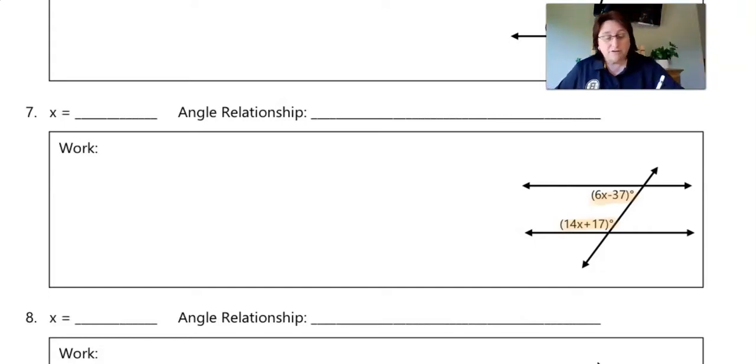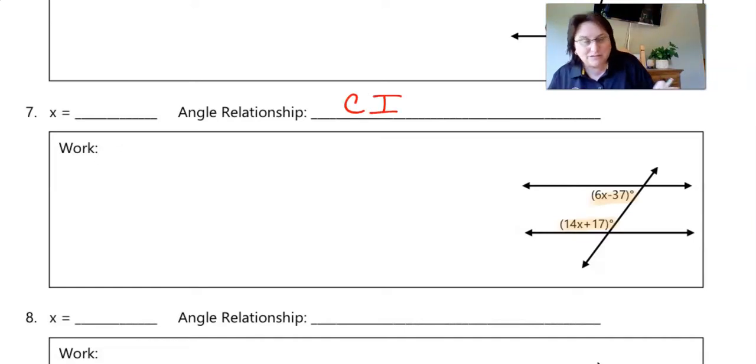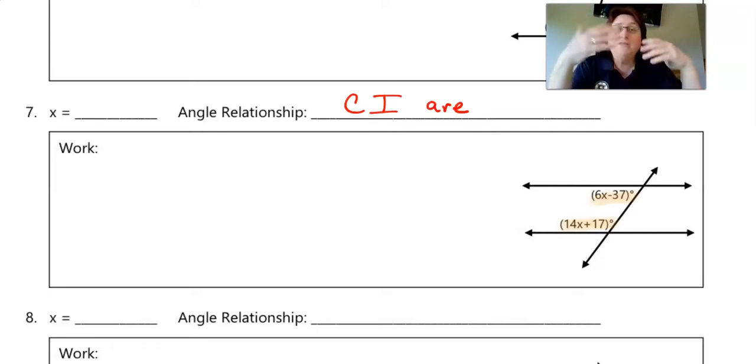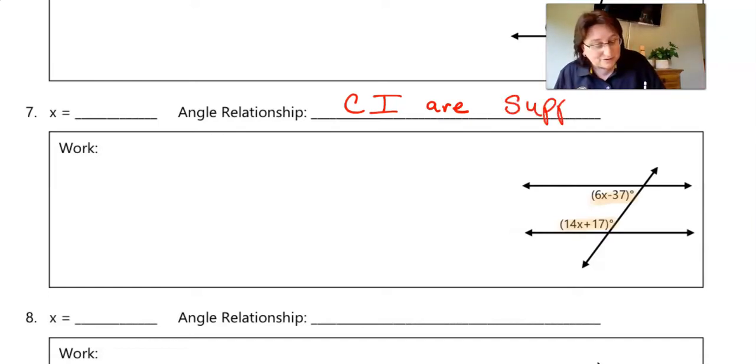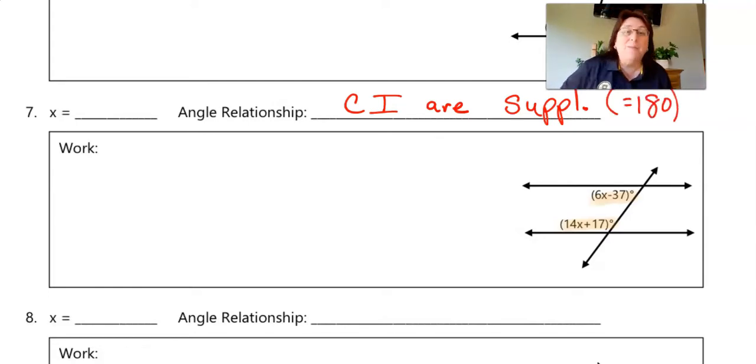All right, hopefully you said, Miss Smith, those are consecutive interior angles. Okay, now, here's the question. Consecutive interior angles are what if my lines are parallel? What happens to their measurements? Hopefully you said, hey, Miss Smith, consecutive interior angles are supplementary if my lines are parallel, meaning that they add up to 180 degrees.